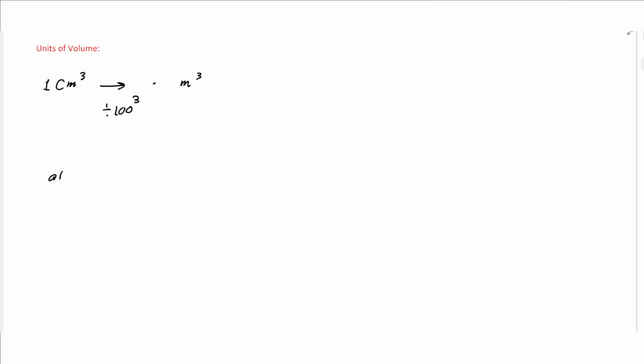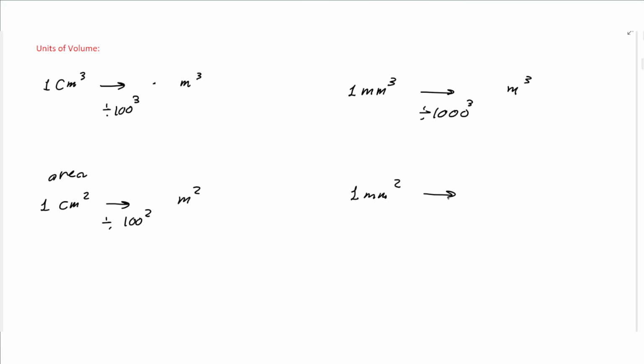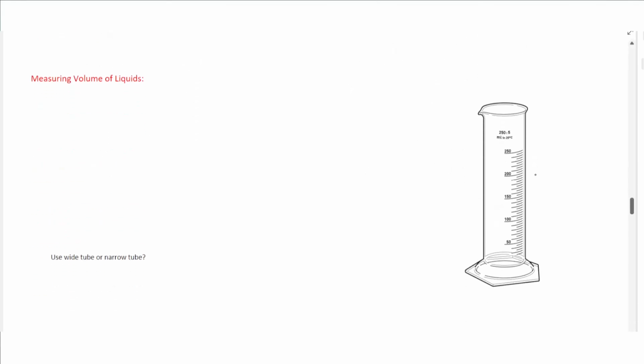If you have an area of 1 centimeter squared and you want to convert it into meters squared, you divide by 100 squared. Now, if you have a volume of 1 millimeter cubed, you divide millimeter by 1000 to get meter. So to get meter cubed, you divide by 1000 cubed. Same for area, for 1 millimeter squared, you divide by 1000 squared to get meter squared.